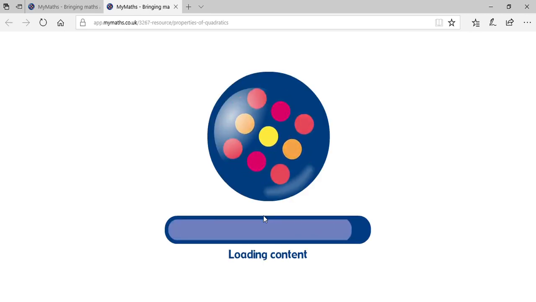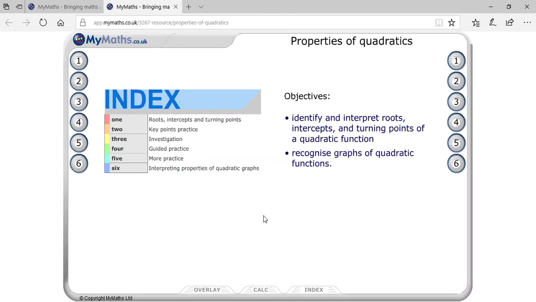So now the next topic is properties of quadratics. Here we have to understand and identify the intercepts, roots, and turning points of a quadratic function. A quadratic function means that if you consider any quadratic equation as y, then it is considered a function. For example, if you consider y equals 2x squared plus 3x plus 5, then y equals f of x. In that way, that will be your function.